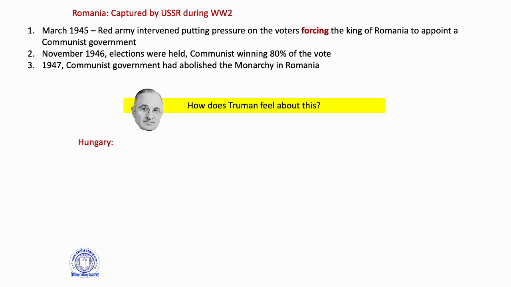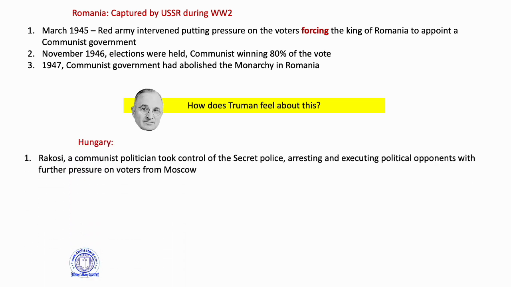Now, as we know, if you're watching this as Year 11, you know that Hungary is going to play a huge part in the Cold War story later on. For those of you watching this because you missed the lesson, then just keep in mind that Hungary will become vital later on. So, firstly, in Hungary, Rákosi, a communist politician, takes control of the secret police.